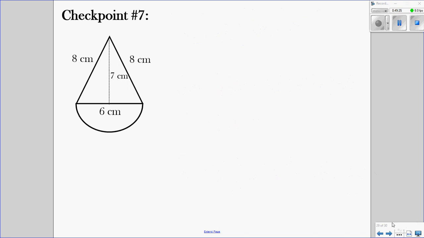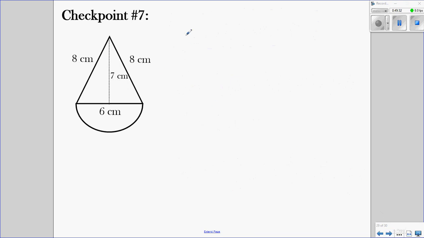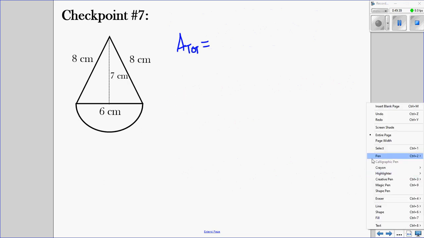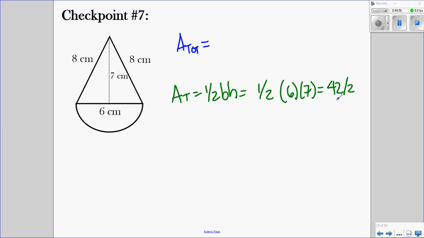All right, on to the last one. Actually, it's the same thing. If you were able to get the previous one, then you could do this one. So we're looking for the total. We're doing the area of the triangle, which is half base times height, half times 6 times 7. 42 divided by 2, and the area of that is 21.